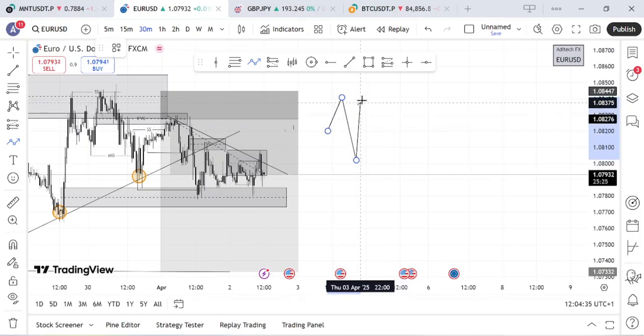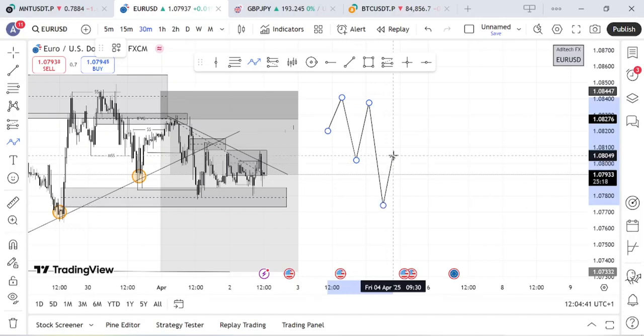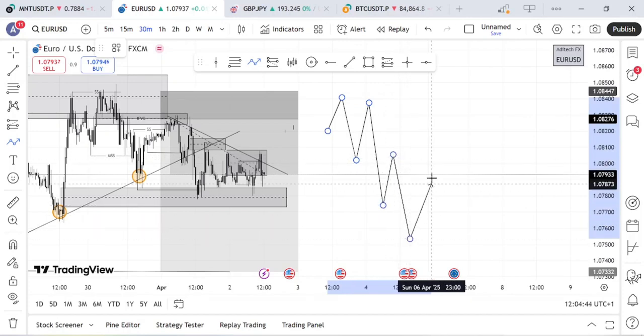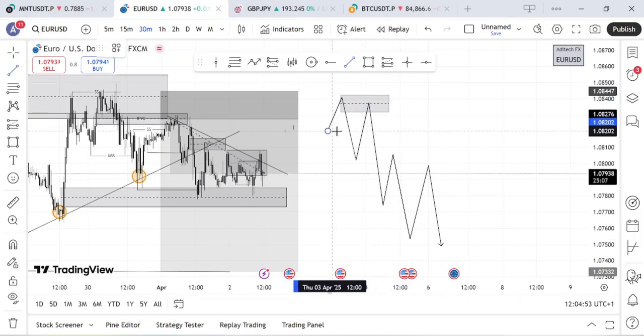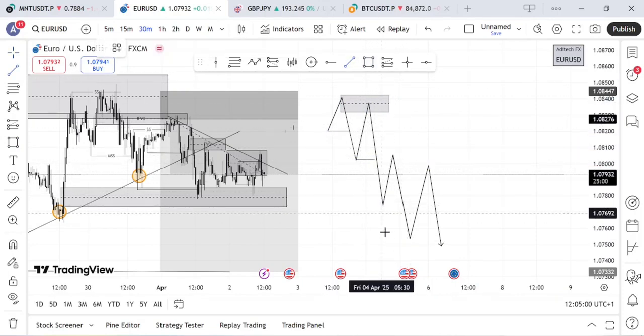Okay, so for price to continue going down, it has to come down and mitigate another block, come down again. We could have something like this. So where's our other block? There's another block right here, the origin before the break of structure to the downside, right? We also have a break of structure right here. So there's another block right here.